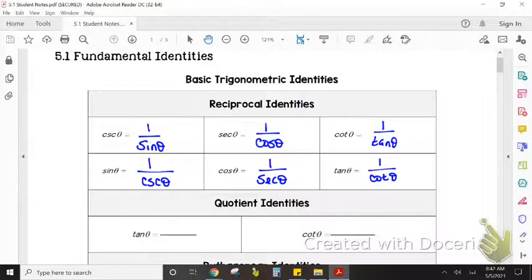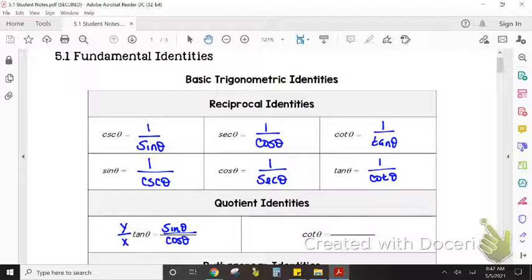Now our quotient identities. So think back to when we talked about x, y, and r. And remember, tangent was y over x. Well, on my unit circle, remember y is our sine value, and x is our cosine value. So we can say that tangent of theta is equal to sine of theta over cosine of theta.